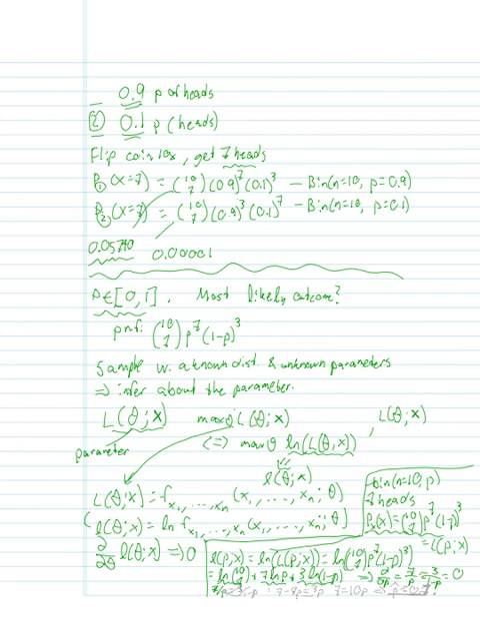Set this equal to 0, so we get 7 over p is equal to 3 over 1 minus p. Multiply the denominators up, and we get 7 minus 7p is equal to 3p. Let's add these 7p's over. We get 7 equals 10p, or p hat is equal to 0.7.